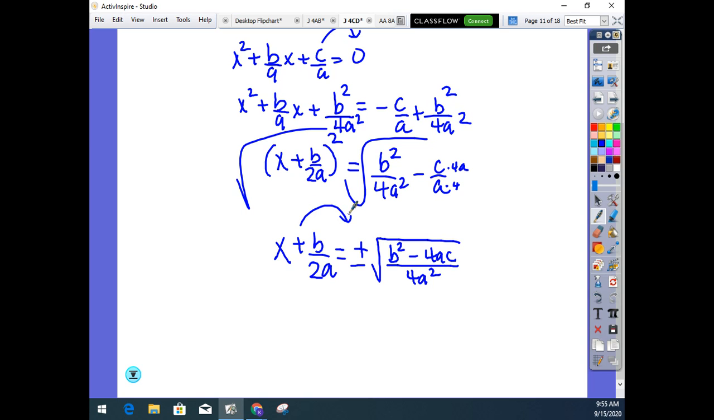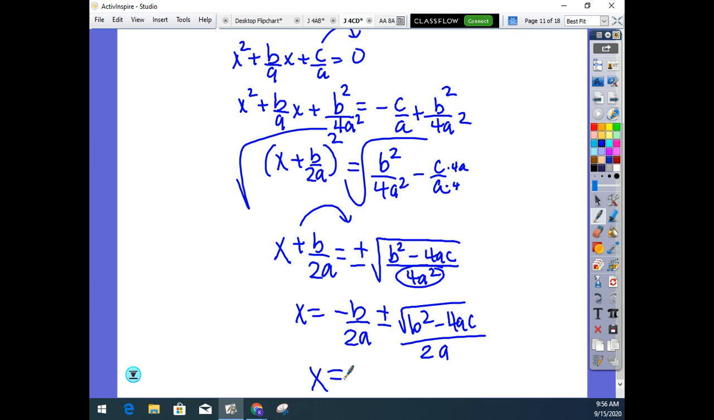Then I'm going to move this over. Opposite of b over 2a, plus or minus. Now, I can't take the square root of the numerator, but I can take the square root of the denominator. Notice that the denominators are the same. And here we go. x equals opposite of b plus or minus square root of b squared minus 4ac all over 2a. Is there a common denominator? We can put it all together. This is the proof of the quadratic formula.